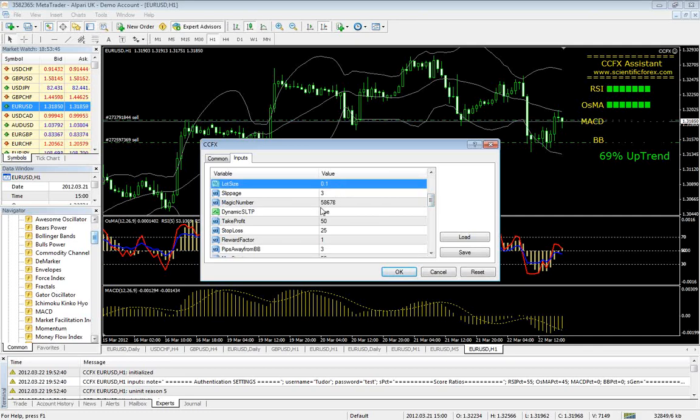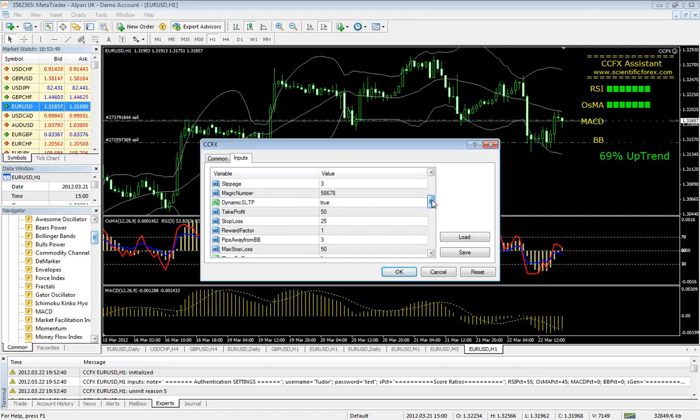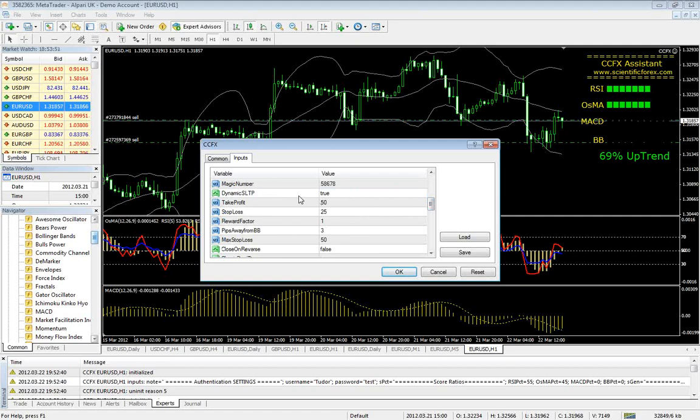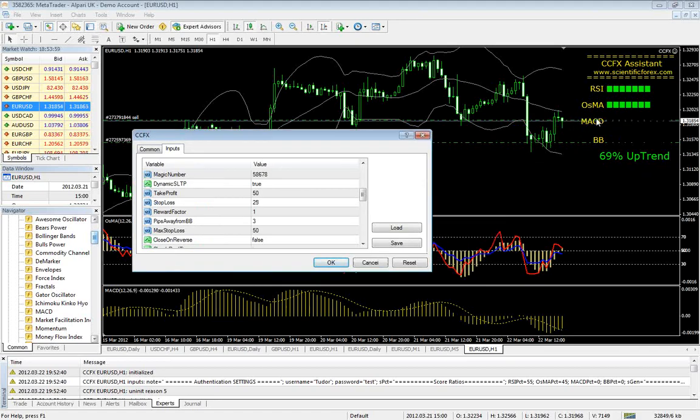Lot size, slippage, magic number. This is the lot size to enter. Dynamic stop loss, take profit. This is in case you want the stop loss and take profit like here. Like the stop loss is from price to Bollinger Band. If you want static, set this one to false, and you'll have stop loss 25 and take profit whatever is specified.